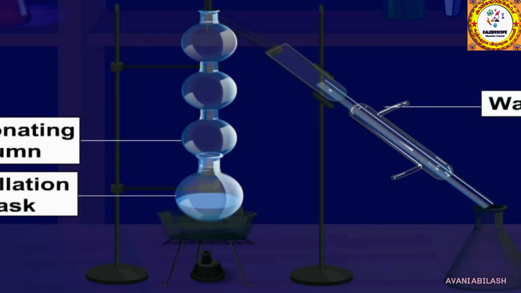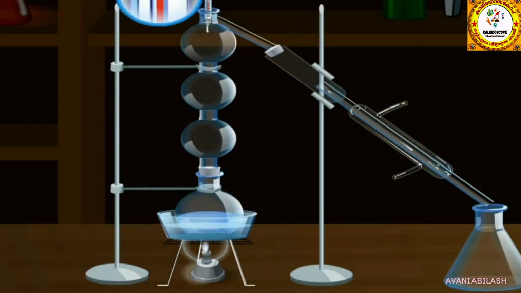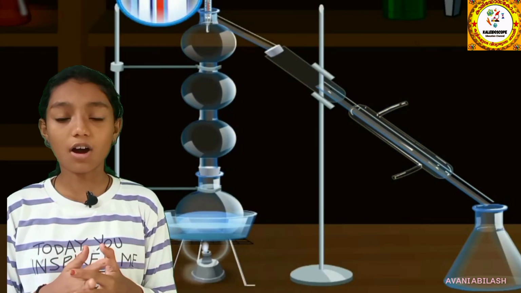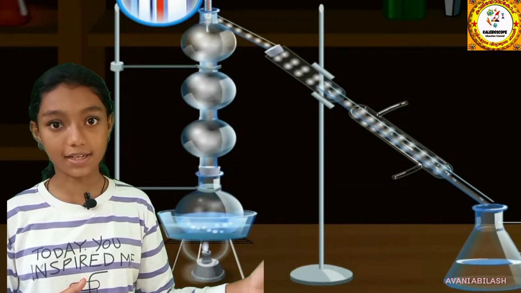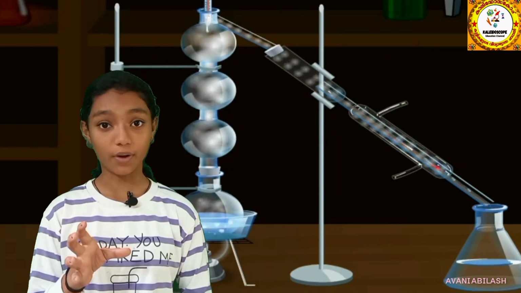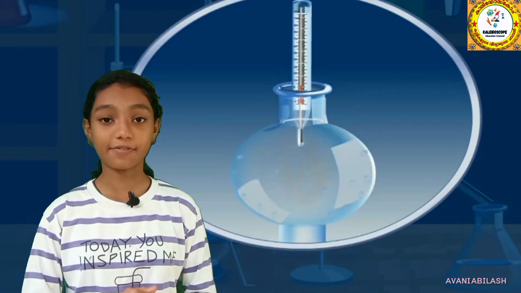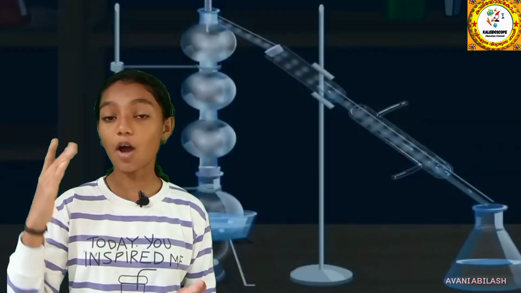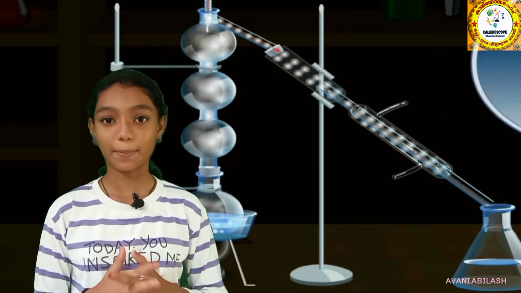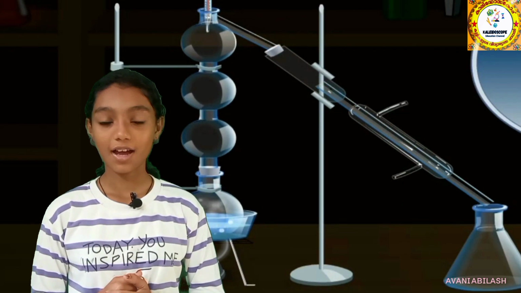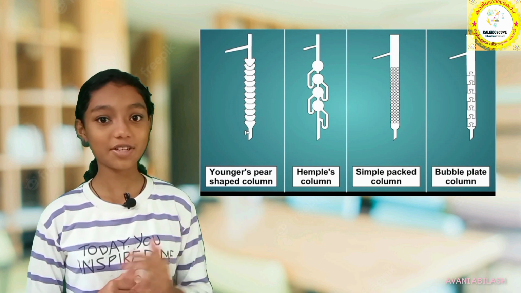Vapor of the liquid having lower boiling point rises up the column and passes over into the condenser, whereas the vapor of the liquid which has higher boiling point condenses in the column itself and the liquid trickles down back to the distillation flask. And this separation of two vapors takes place in the column. Fractionating columns are available in different shapes and designs. You can see the picture.